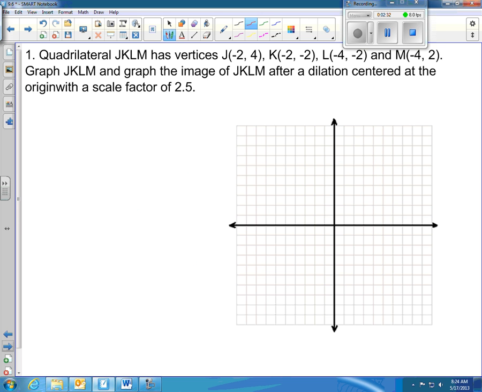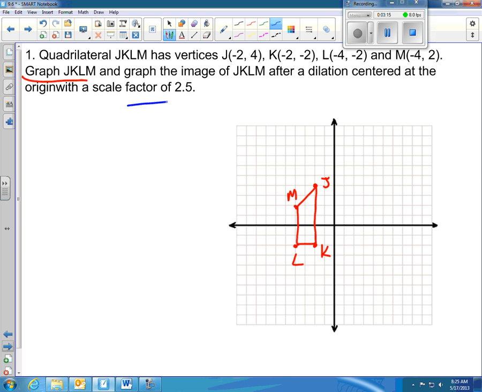Let's put it into actually a figure, and let's do a quadrilateral. So remember, quadrilateral is just a four-sided figure. So our quadrilateral JKLM has vertices at -2, 4; -2, -2; -4, -2; and -4, 2. So let's graph that first, because it says graph JKLM. All right, so -2, 4, J. K is -2, -2. L is -4, -2. All right, and M is -4, 2. So we'll connect those points and we see that's just a four-sided figure.